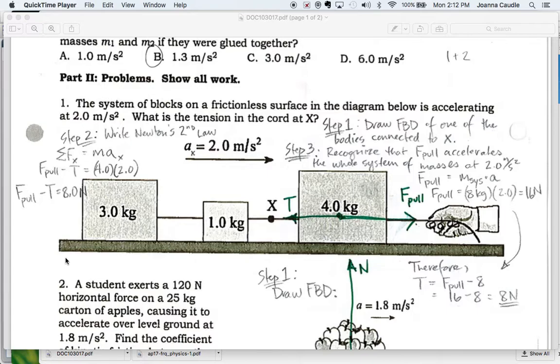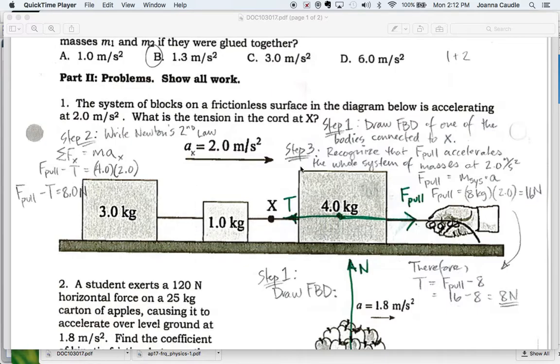On the screen right now I have the first problem showing. This was similar to a problem that we practiced today in class, and you can see in this case the acceleration of the whole system is 2 meters per second squared.